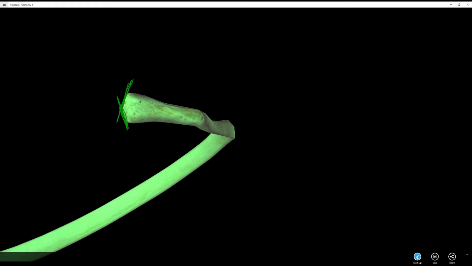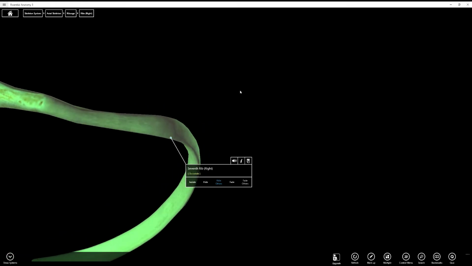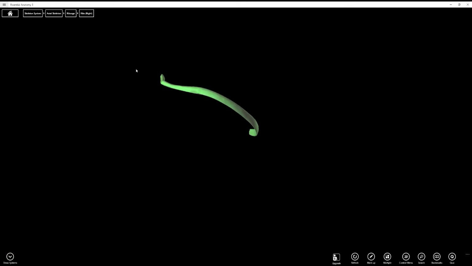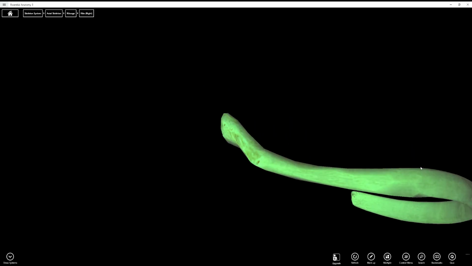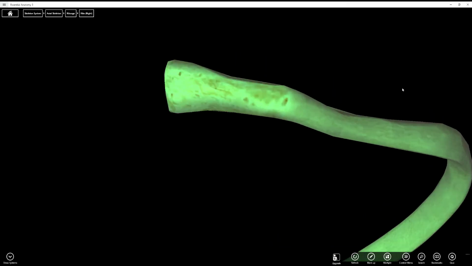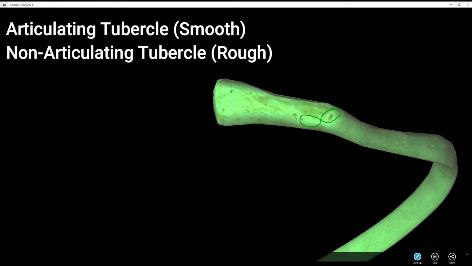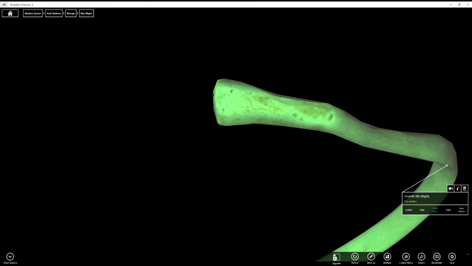The next structure we will look at is the articulating tubercle and non-articulating tubercle. They did not give us a whole lot to work with here, unfortunately. It's pretty smooth, so we're going to have to use our imagination a little bit. But if you look here, they've kind of given us a tubercle here and a tubercle here. Now, on a real bone, it's pretty easy because the articulating tubercle is very smooth and the non-articulating tubercle is rough. And here's why. I'm going to bring everything back in.